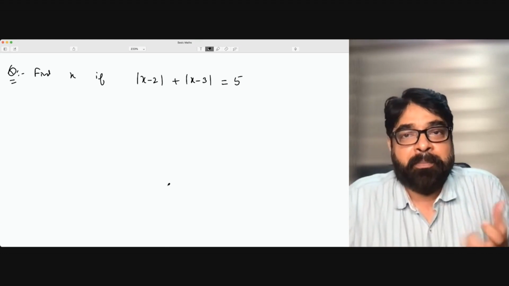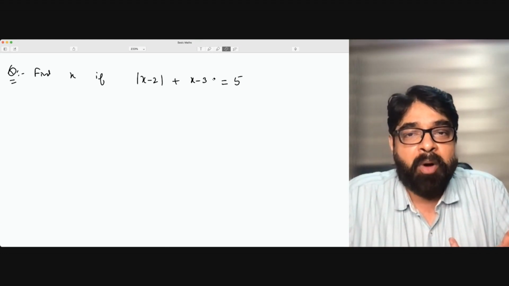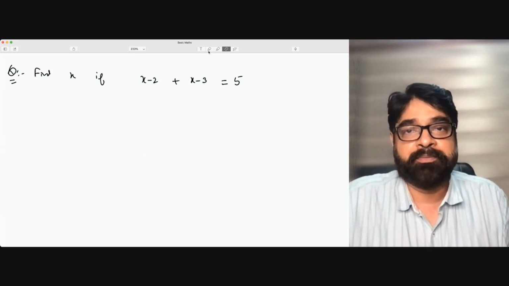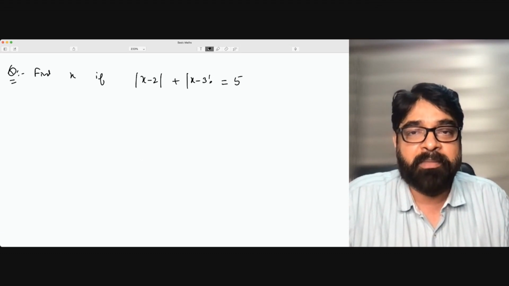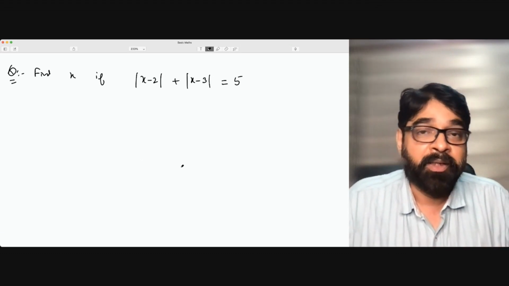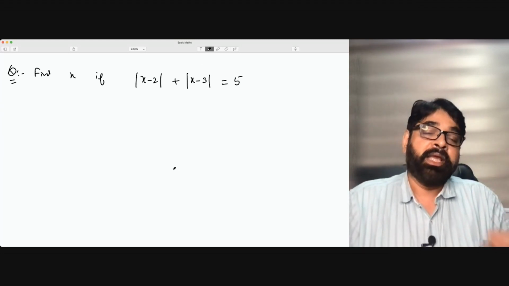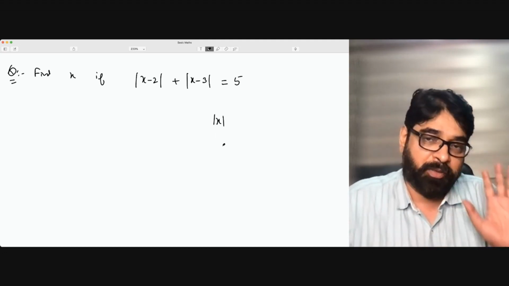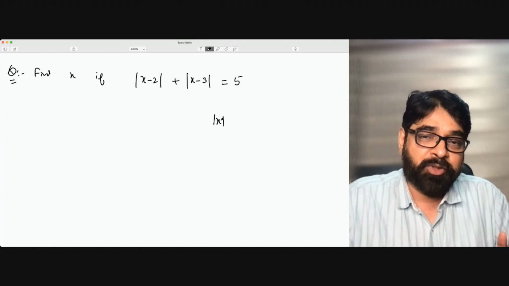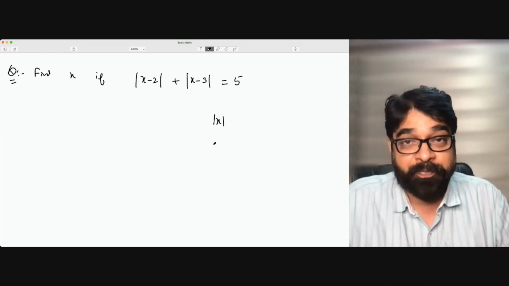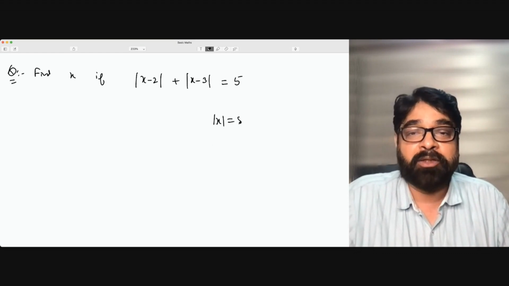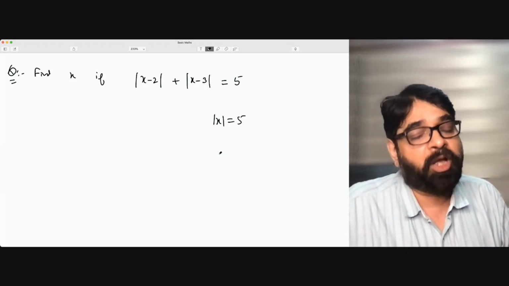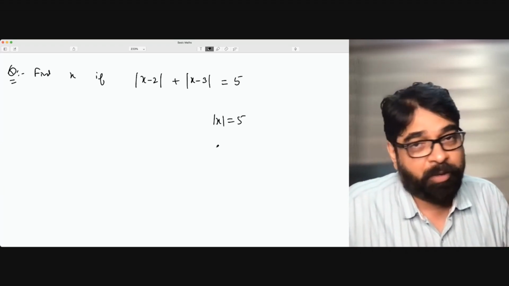Actually, what is my wish? My wish is simple: this mod should be bye-bye. The moment the mod is gone, our question will be solved. So mod is the villain. Acha, if I ask you, tell me mod x, when can I remove the mod? You will say, sir, you should know whether x is less than 0 or greater than 0. If I say I have to solve this question, of course I can tell the answer directly, but think: how to do it? Formula I don't know.